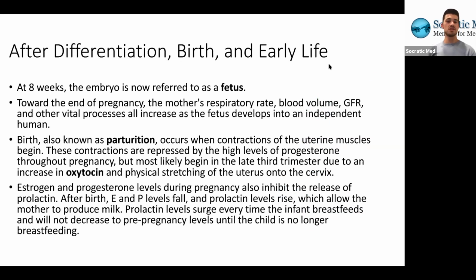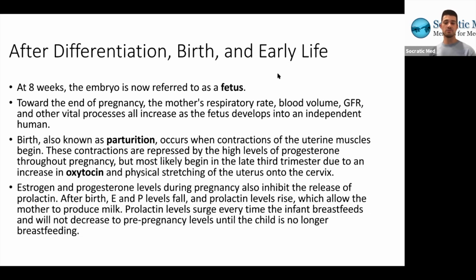So after differentiation, birth, and early life. So at 8 weeks gestation, the embryo can now be referred to as a fetus. So it's developing more human-like features. Toward the end of pregnancy, the mother's respiratory rate, blood volume, GFR, and other vital processes all increase as the fetus develops into an independent human.